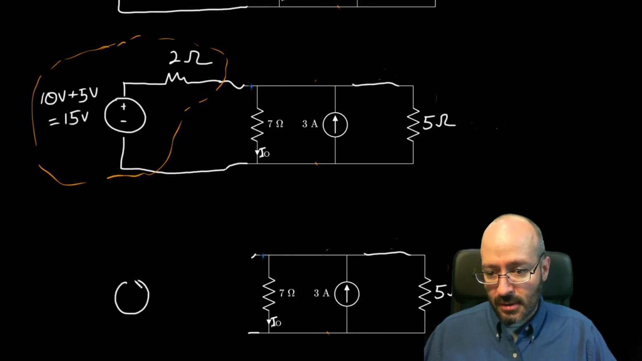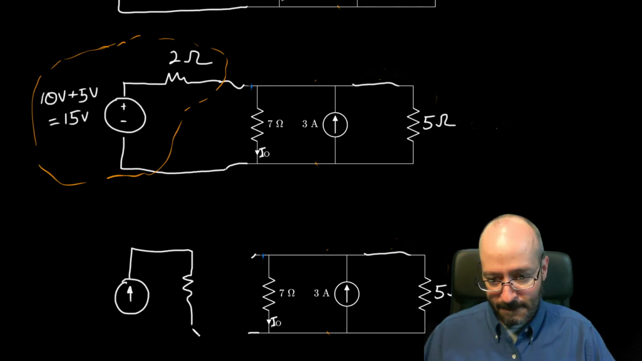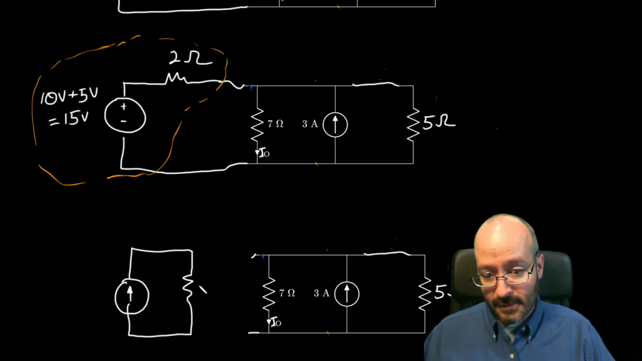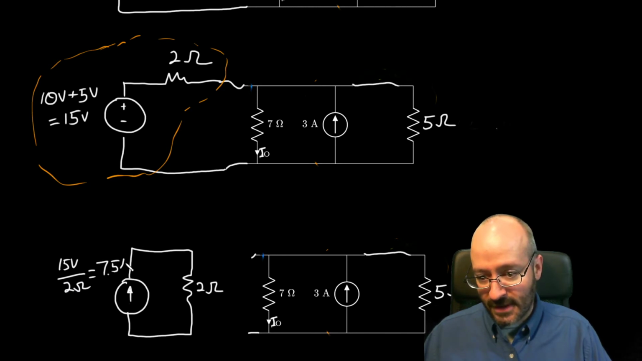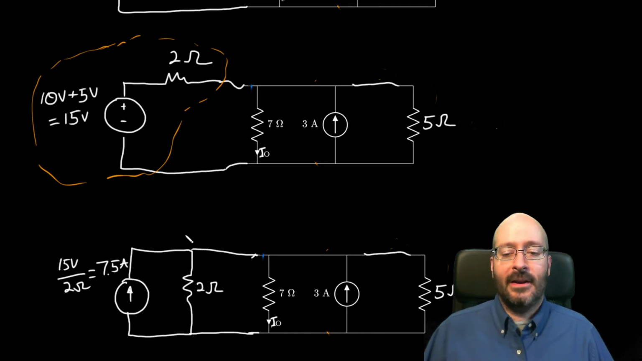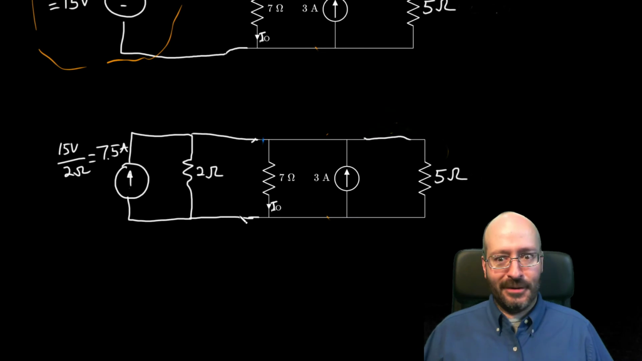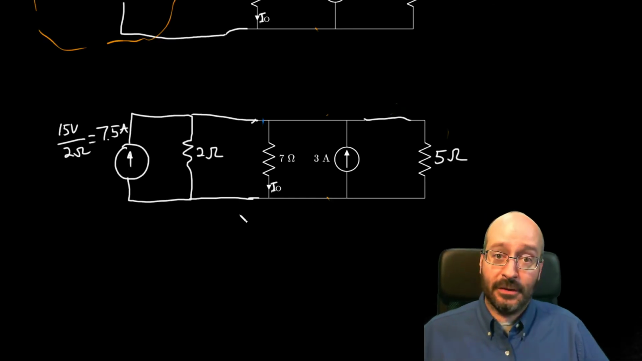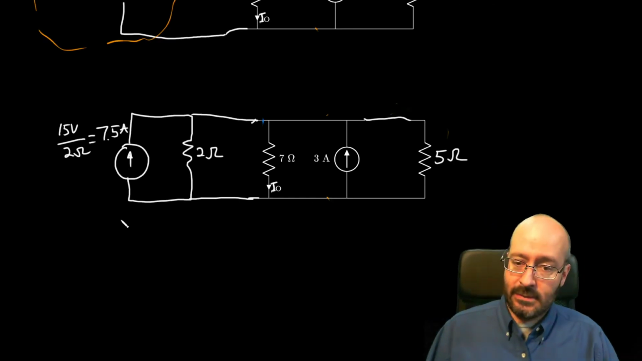And make it a Norton equivalent. Okay, the 2 ohms moves down. The 15 volts and the 2 ohms convert to a 7.5 amp. All right, wire that up to the load, which is just the rest of the circuit. And we're getting closer, right? Whew, it was a big one. I told you it was a big one. I didn't lie to you.